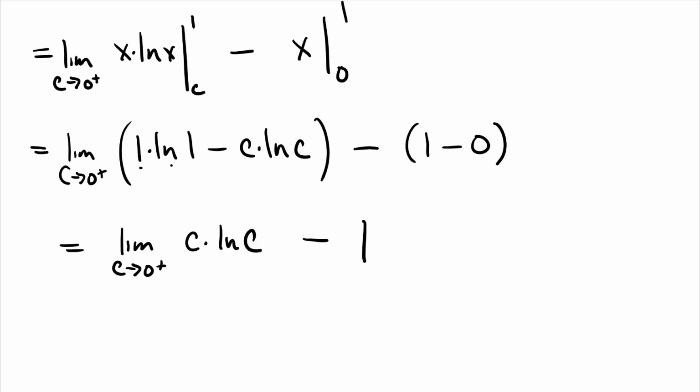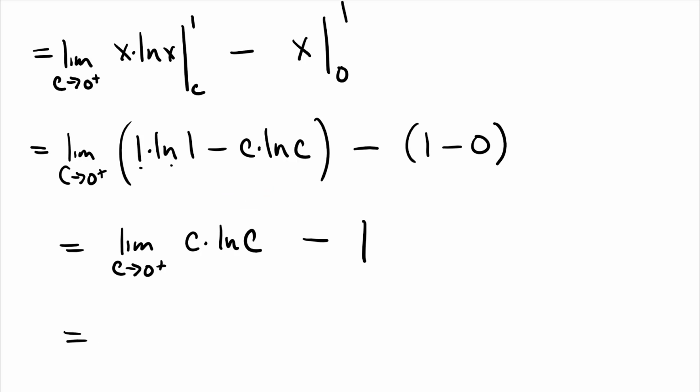So that's 0 times negative infinity. The natural log of c as c tends towards 0 from the right-hand side is negative infinity. So we have a 0 times negative infinity. That means do more work, which means we need to use L'Hopital's rule.